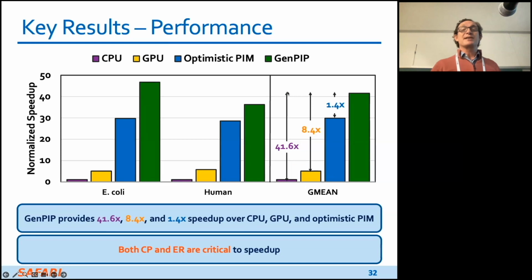There are more detailed results in the paper. Compared to a CPU, we get more than 41x performance improvement. Compared to a GPU, it's more than 8x performance improvement. And compared to this very optimistic processing in memory, we get 40%, which is not bad because this is very optimistic, which is not implementable today. And both the chunk-based pipeline and early rejection are actually important for speedup.